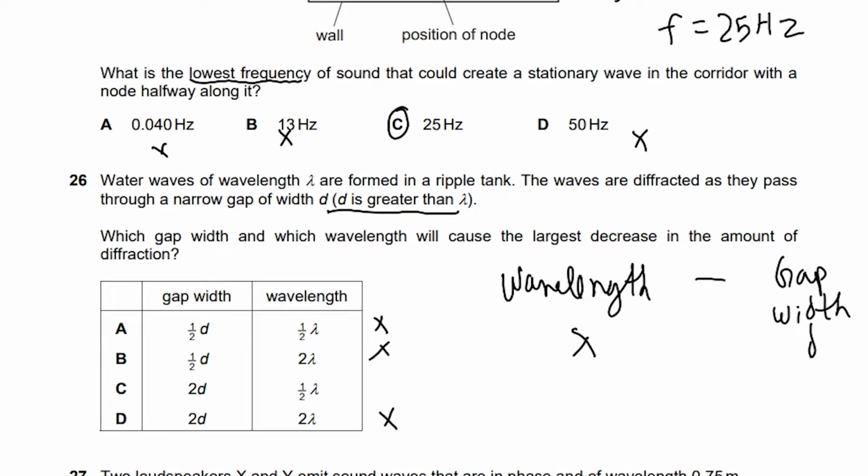Let's check C. In C, they are multiplying gap width by 2, which is already greater than lambda. D is already greater than lambda, and they are further multiplying it with 2, and then they are halving the wavelength. They are dividing it by 2, which increases the distance. So the difference between these two is increased, which will cause the largest decrease in the amount of diffraction. So C is the correct answer.